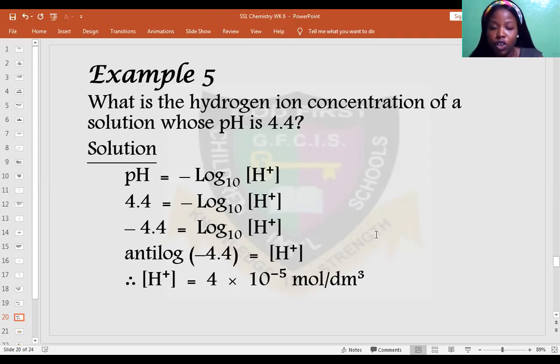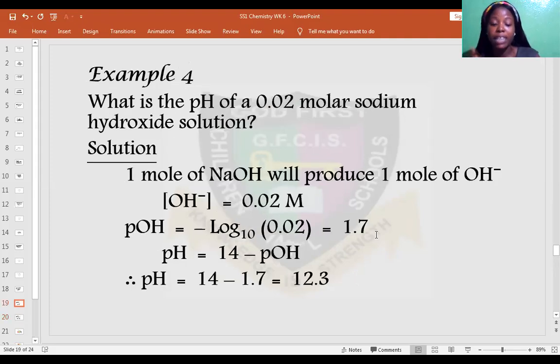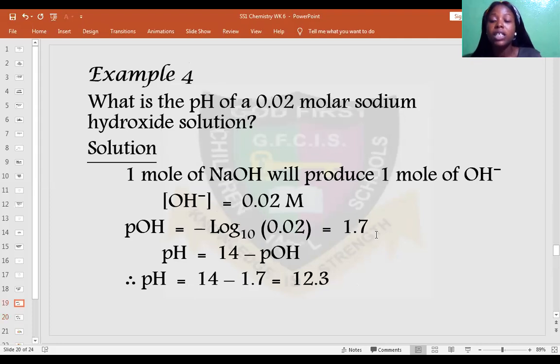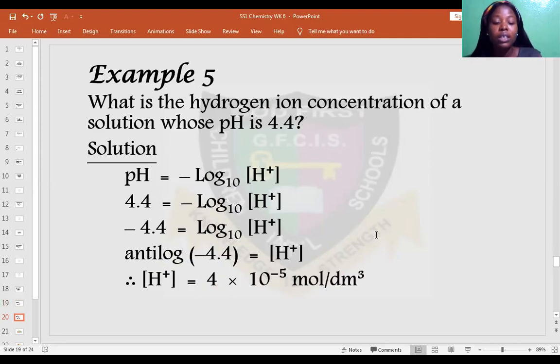Now, do you notice when we are solving for pH and pOH, it has no unit, but when it comes to hydrogen ion concentration, the unit is mole per dm cube. So always make sure you put the unit when you are talking about hydrogen ion concentration. But for pH, it has no unit. So that is for that.